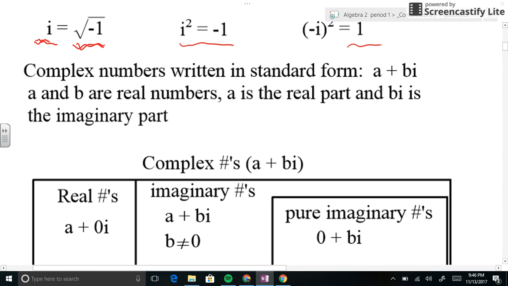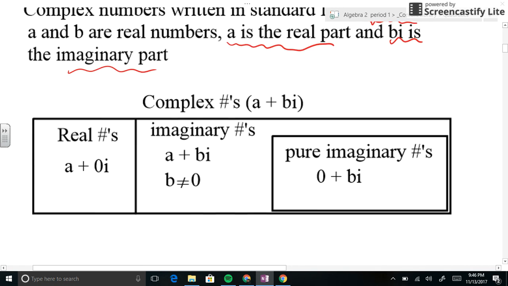So a complex number written in standard form is of the form a plus bi, where a and b are real numbers, i is an imaginary number, and then of course the a is the real part, and the bi is the imaginary part.